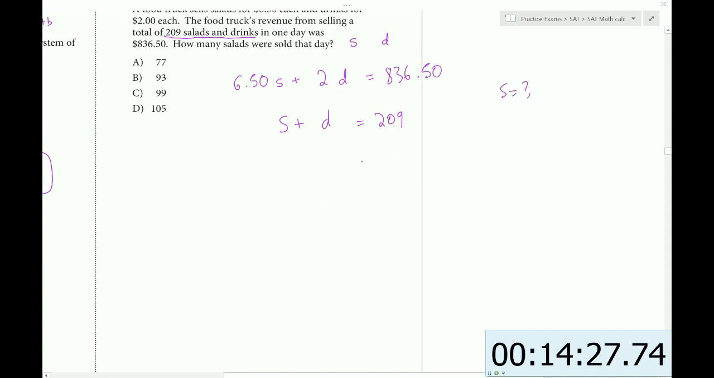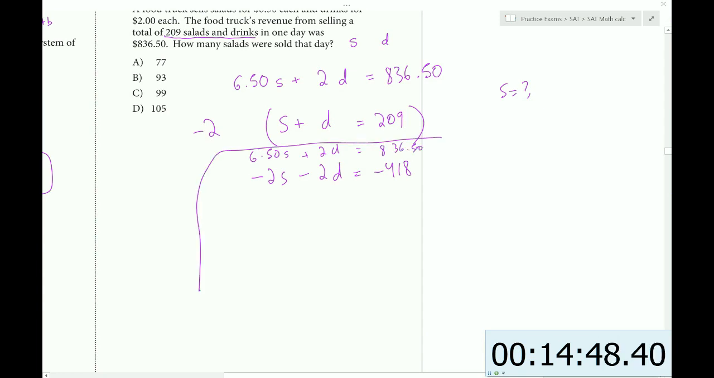So let's see. We can get rid of D if we double the bottom line. So if we multiply through by -2, we'll end up with -2S minus 2D equals -418. And then we bring in the other equation, so 6.50S plus 2D equals 836.50. Now with these two equations, if we stack and solve, we combine each quantity. So here we would get 4.5S, and here we could use our calculator if we need to, but we probably don't. So $18 and a 4 in front.